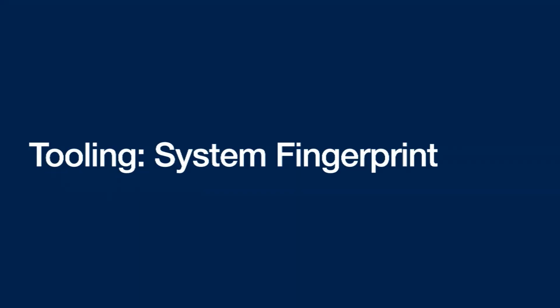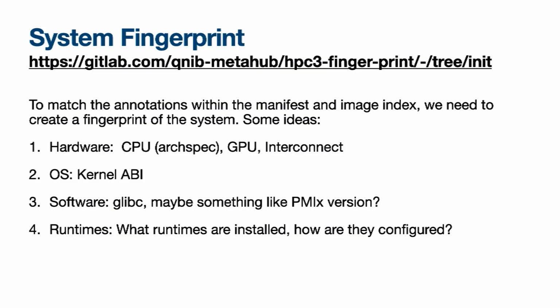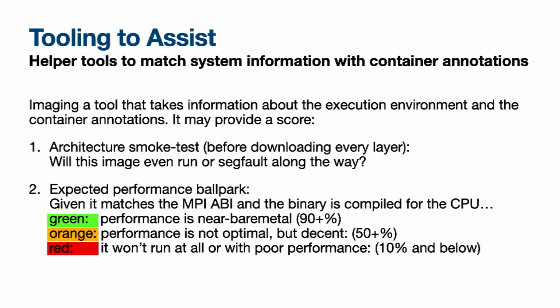This is annotation, so this is something that the image has, the container image. Another important tool that we need to develop, and I had a first step at it, is the system fingerprint tool. So a tool that takes information of the host, the hardware like CPU, GPU, interconnect information, operating system information, and so on, and creates a fingerprint of the system, so that we can then use this as an ingredient.